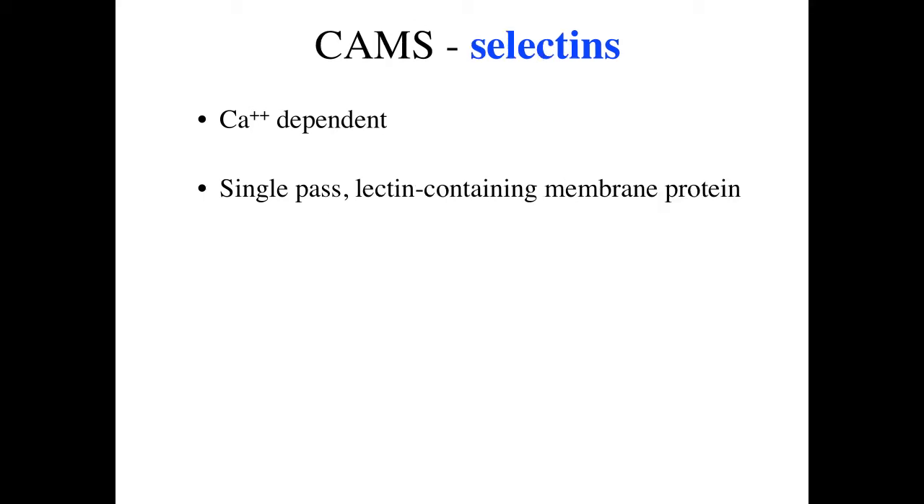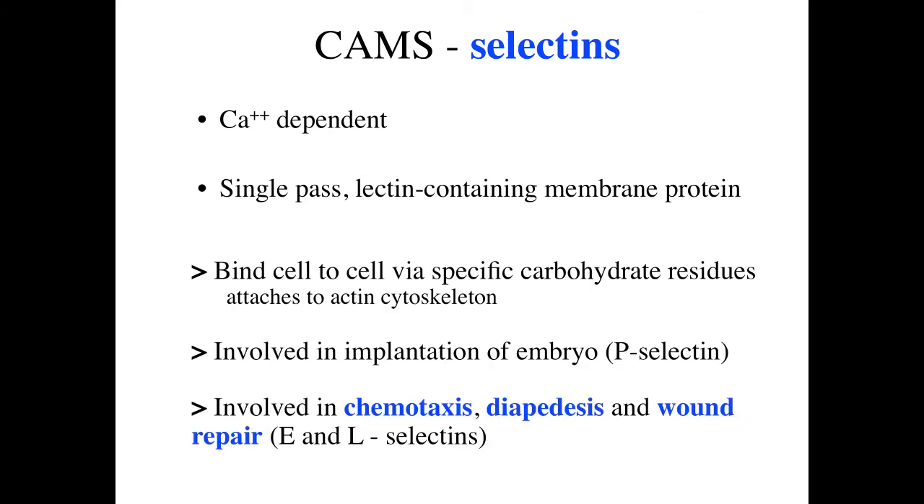And then the cell adhesion molecules in the selectin class, these are calcium dependent. They're single pass lectin containing integral membrane proteins. They bind cell to cell by specific carbohydrate residues. They can attach to the actin cytoskeleton. The P-selectins are particularly involved in implantation of embryos, and then the E and L selectins are involved in chemotaxis, diapedesis, and in wound repair. And we'll show examples of this later in the course.